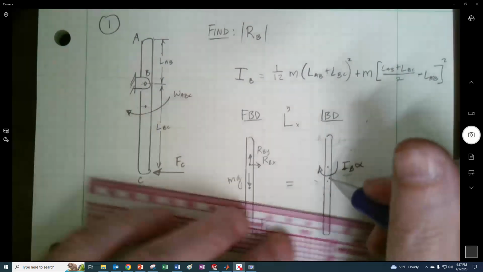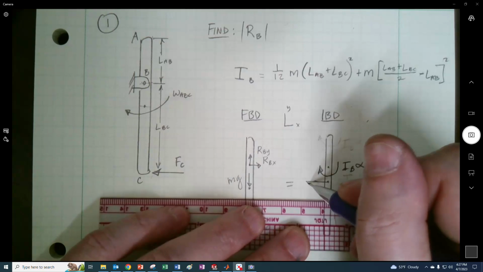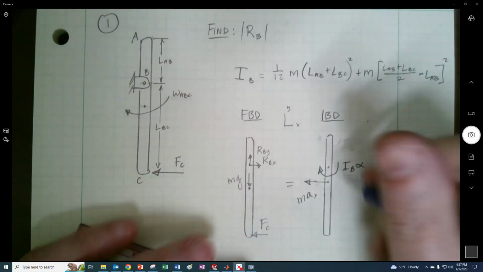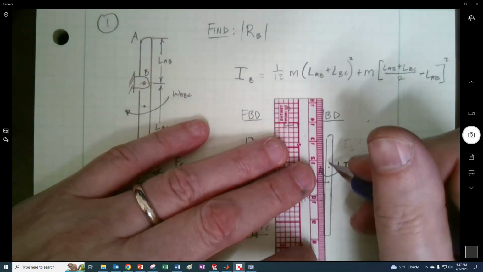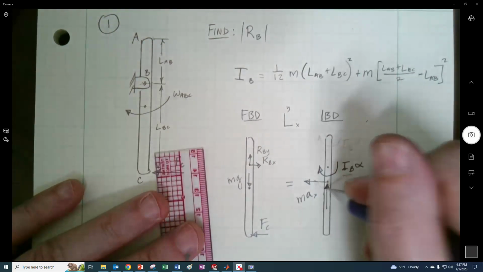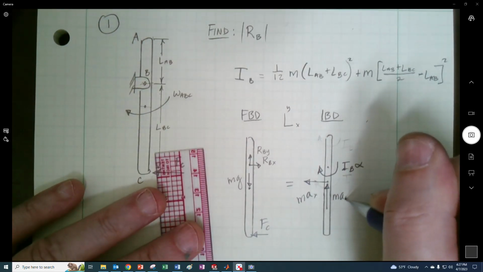But then we also, remember, we have the mass times acceleration in the x direction. And because it's going to interfere with up there, I'm going to draw the arrow coming and touching it there, going M-A-Y.